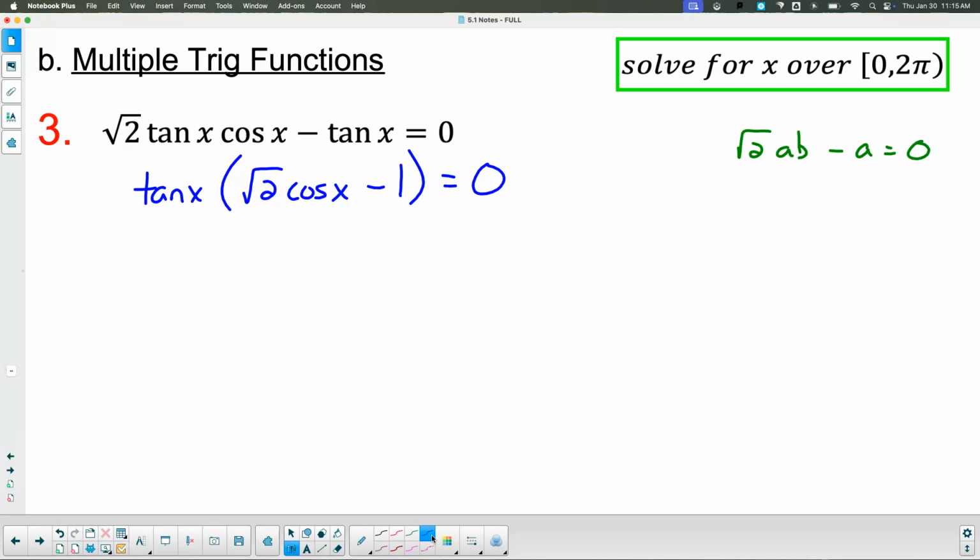Set what equals 0? So set the two factors equal to 0? Yeah. So right now what I can do is I can say the tangent of x equals 0 and the square root of 2 cosine of x minus 1 equals 0. Tangent of x equals 0, where on the first lap of the unit circle is tangent equal to 0? 0 and pi?